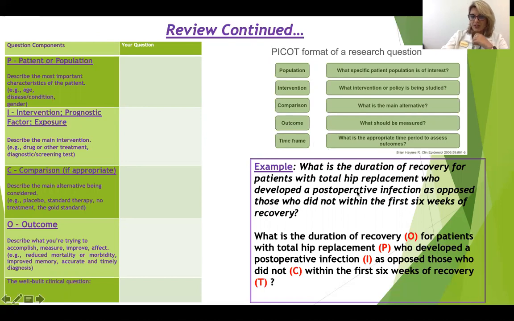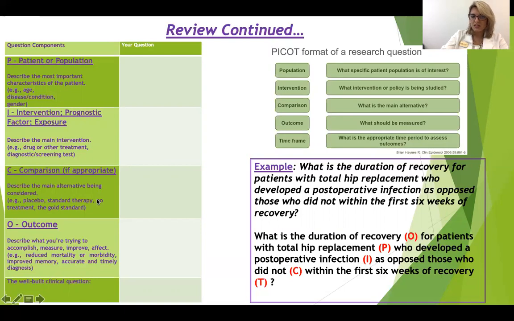In class, we definitely did a few examples of how you would break down your research question with those 5 different components. Keep in mind, I want to just really reinforce that the I, intervention, could also be exposure, such as in this question: what is the duration of a recovery outcome for patients with a total hip replacement population who developed a post-operative infection? That's not an intervention, that's actually an exposure, okay? But we just use the I within that box.